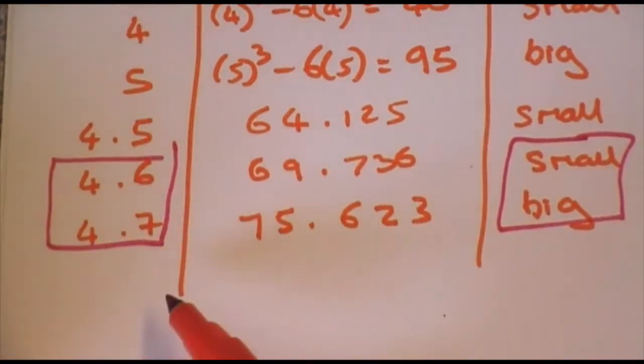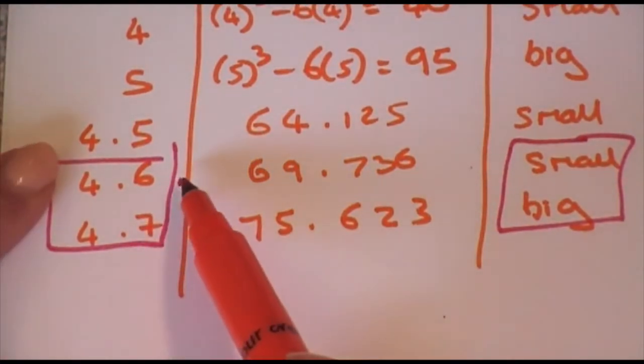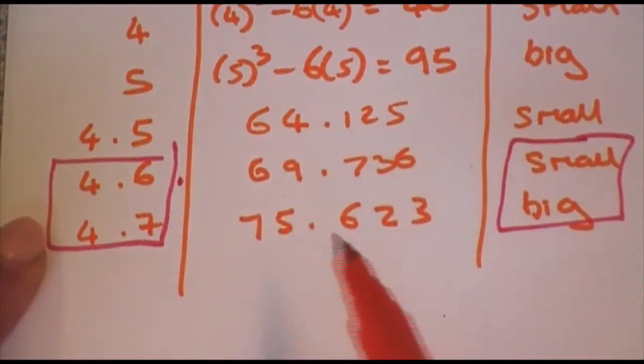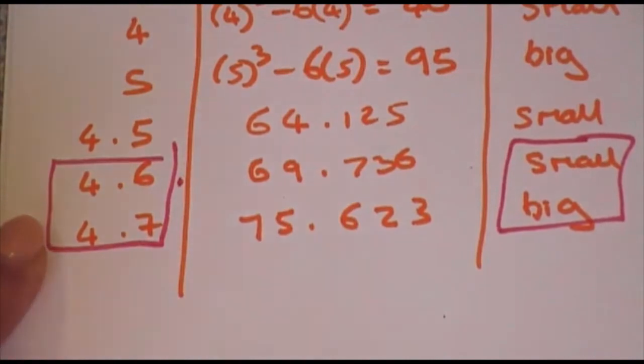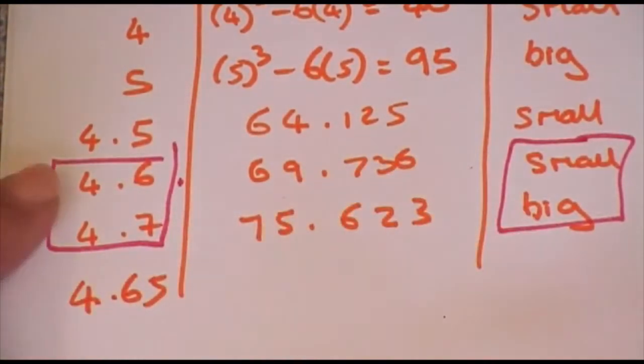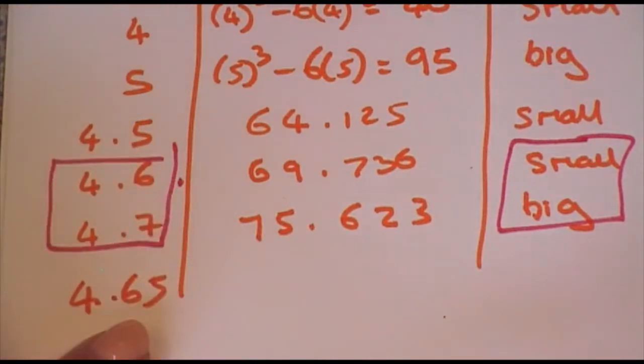Yes, I need to go to 4.65, but I'm purely doing that as a test to see which value I should pick. 4.6 was too small, 4.7 was too big. I could just look and say which is closer. I'm not going to, because I get a mark for showing that I know if you get one too small and one too big, then you go down the middle. So I'm going to try 4.65.